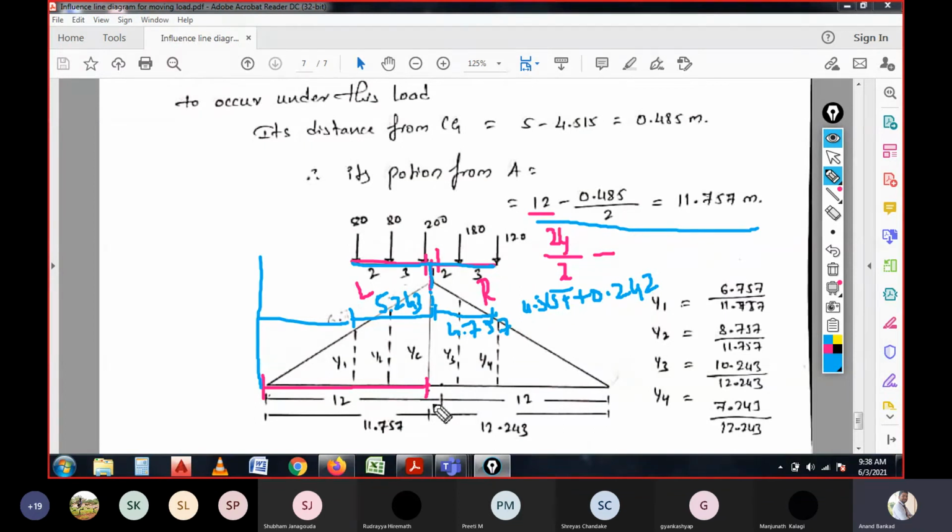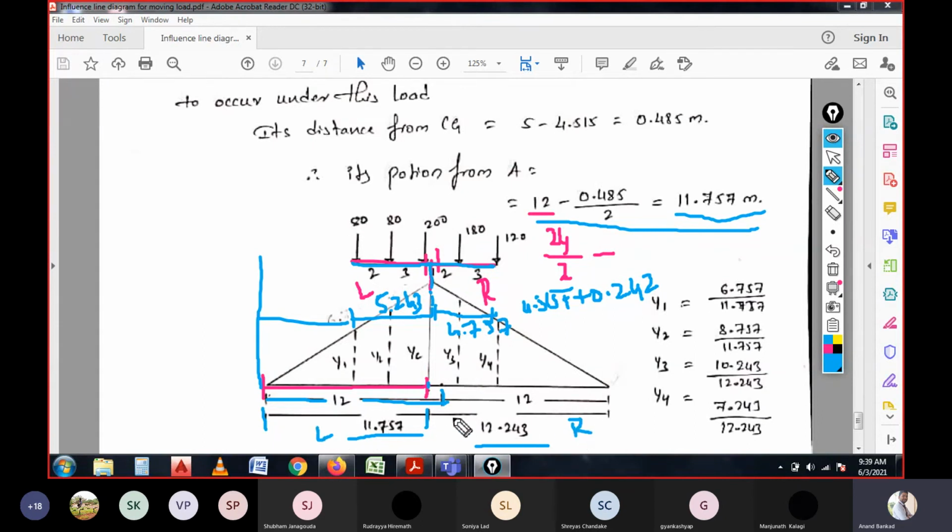So for that, in the 12 meter span, in this half of the total 12 meter, 0.485 is considered as a section, and the remaining distance is 11.757. That is the total distance of 11.757. In the total 12 meter, if you deduct 11.757, it will remain 12.243, and 12.243 is the total distance on the right hand side, and 11.757 is on the left hand side.